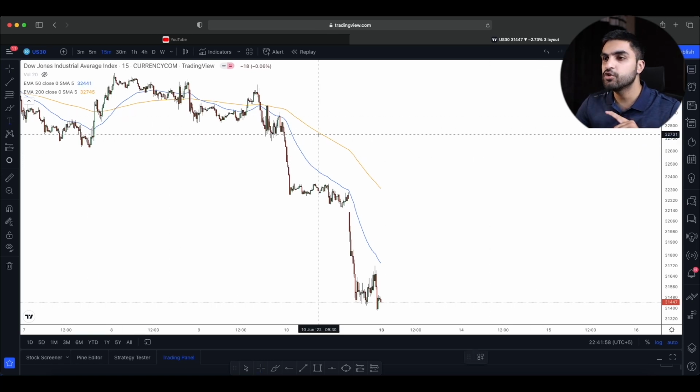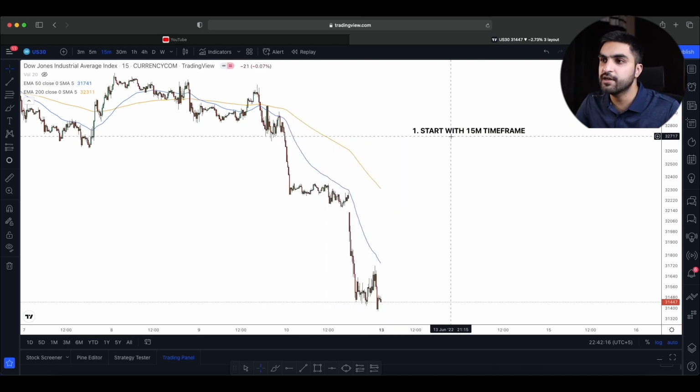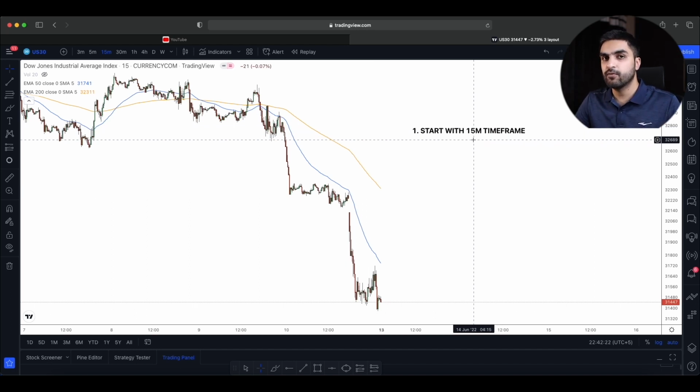The first thing, you always need to start your analysis from a 15-minute time frame. So I'm going to type right here: you have to start your analysis with the 15-minute time frame. And on your 15-minute time frame, we only need to identify the break of key support and resistance level. So the second thing is we need to identify the break of support and resistance on a 15-minute time frame.